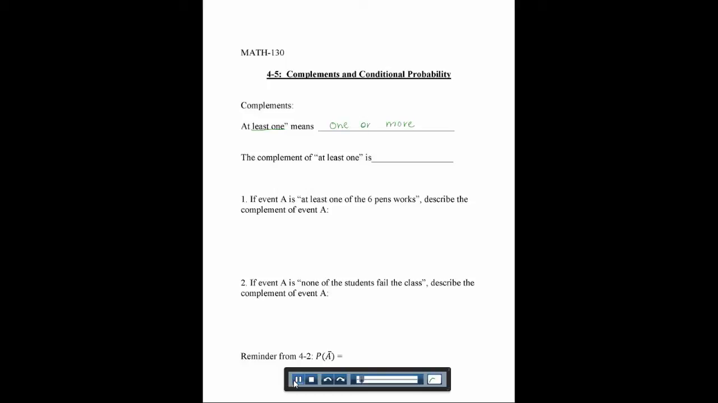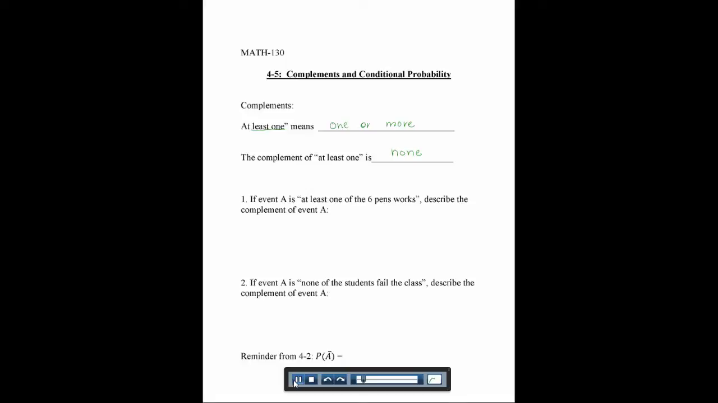If someone says, I'll give you at least one cookie, that means they could give you one cookie or they could give you 5 cookies. You know, they're giving you one or more. Now, the complement of at least one is none.